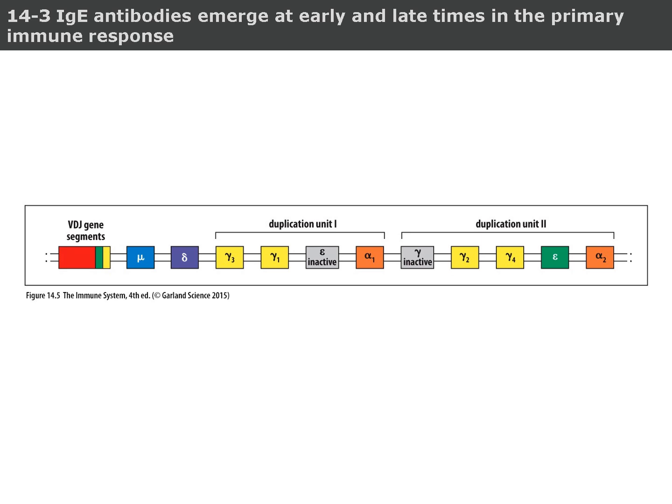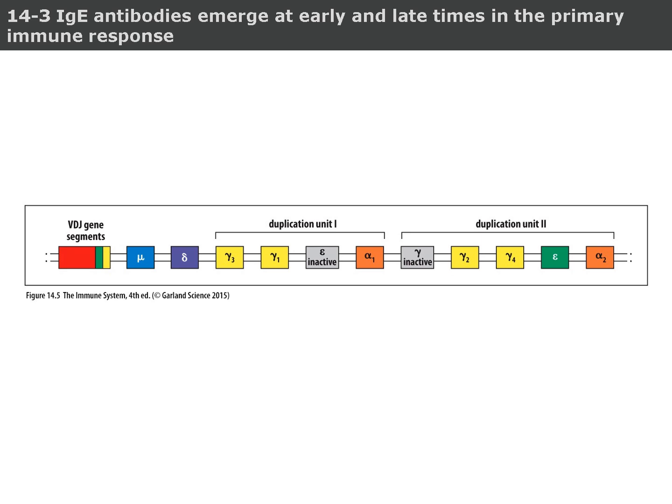Within duplication unit 1, the gene segments include immunoglobulin G3, immunoglobulin G1, an inactive immunoglobulin E gene, and immunoglobulin A1. Duplication unit 2 contains an inactive immunoglobulin G gene segment, immunoglobulin G2, immunoglobulin G4, immunoglobulin E, and immunoglobulin A2.